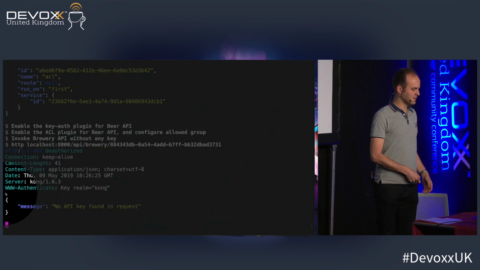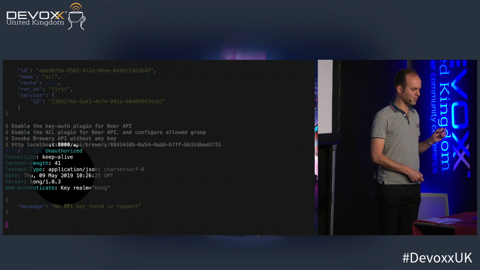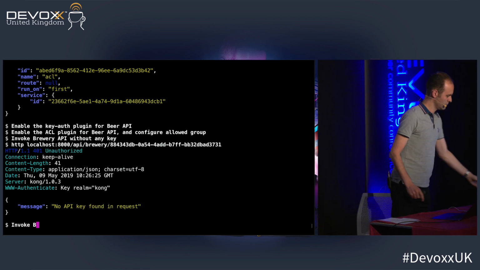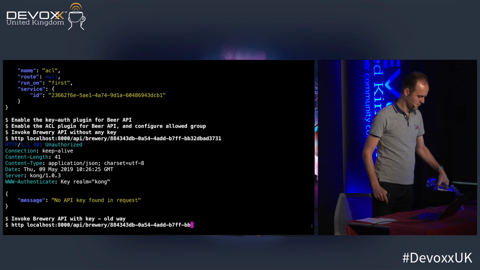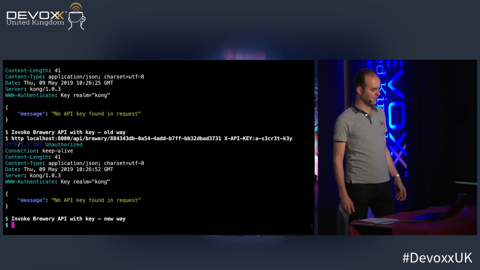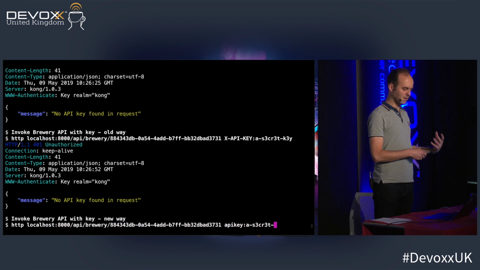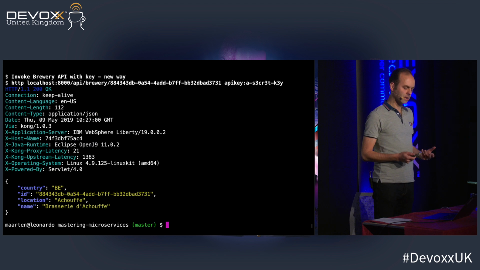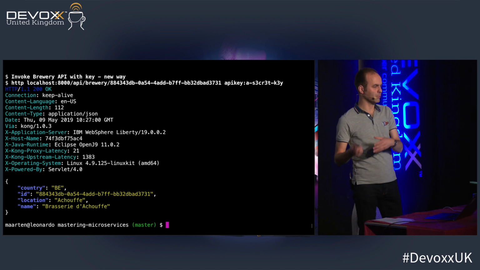And what you can see is that the server now is Kong. So the request is not hitting my Java EE application anymore. It's being blocked by Kong already. Okay, I'll just invoke the API with the API key as I did before. Kong will still say there's no API key found in request. Why is that? Because by default, it expects the header name to be apikey in small letters. But you can configure that using one of the configuration parameters for the key-auth plugin.